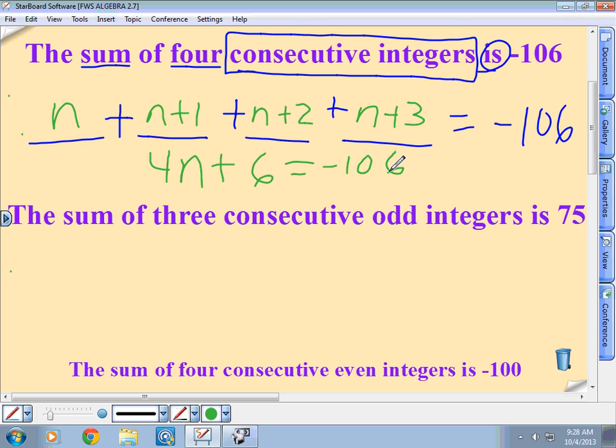4n plus 6 equals 106. That's all they want you to write. Eventually, we're going to get to solving these, but for now, they just want you to write these. Obviously, one of the n's is negative.